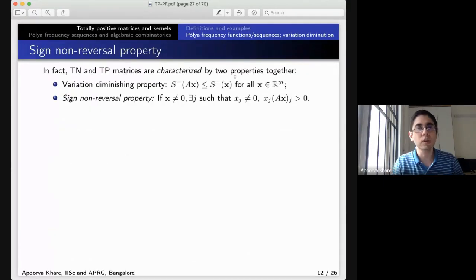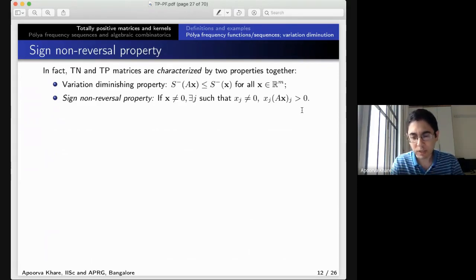And that is also known. Those are characterized by two properties. One is what I just told you, and the other is called the sign non-reversal property. What it says is that if you take any non-zero vector x, there is a coordinate such that xj is non-zero, and Ax, the output vector, has the same sign at that coordinate as the input vector's coordinate. This is called the sign non-reversal property. Of course, for this, you would want to have square matrices A, because the J and the J must be the same. So this is sign non-reversal for J.